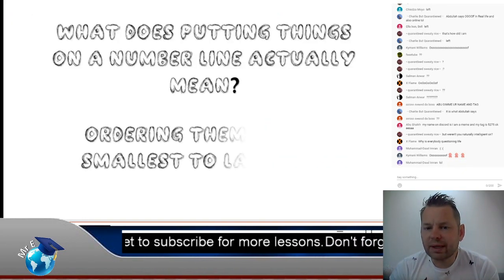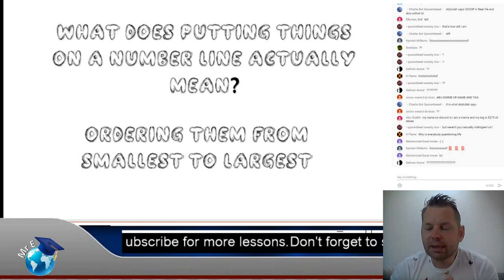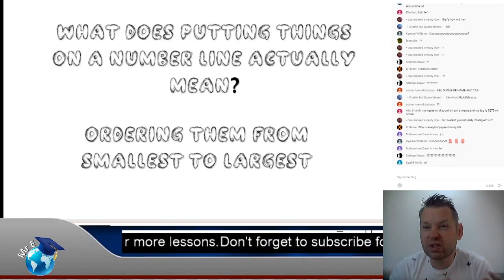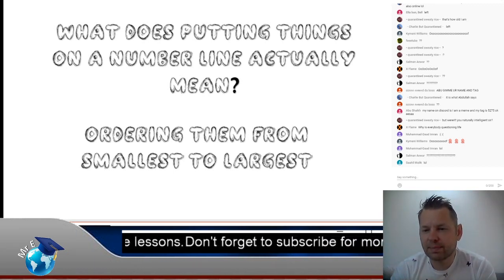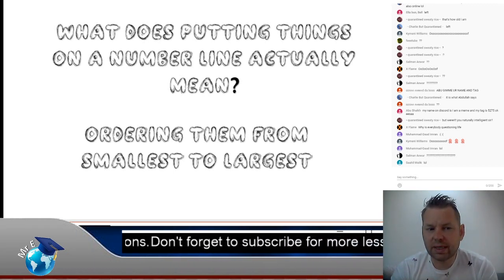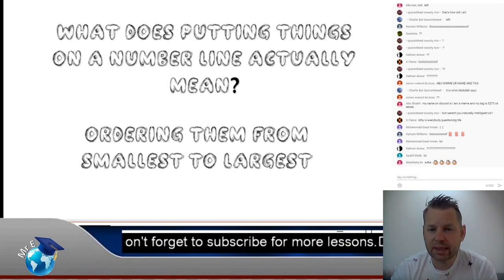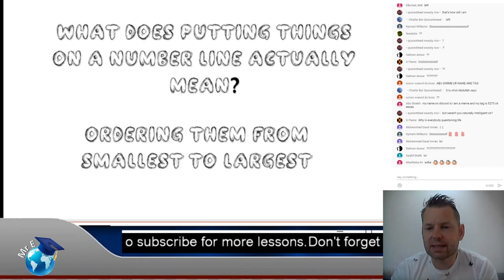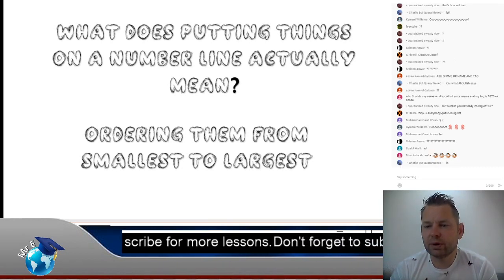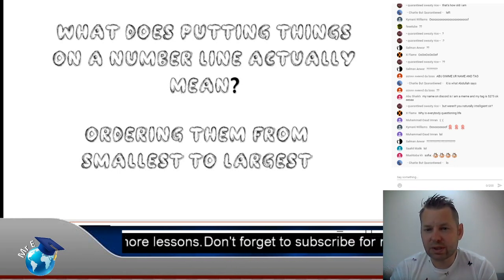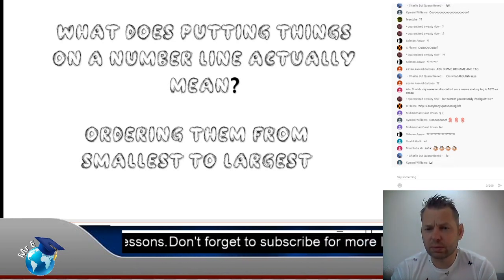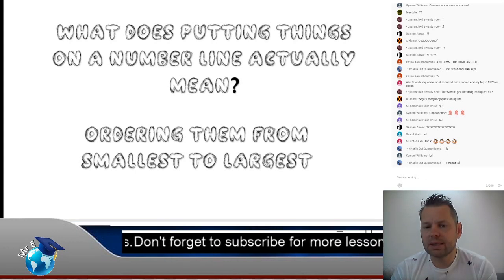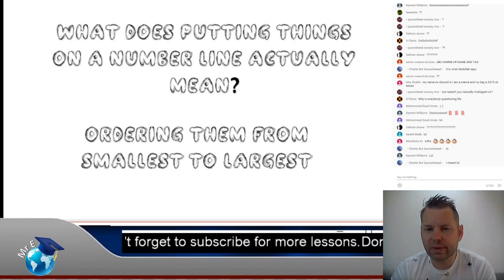What does putting things on a number line actually mean? Well, I said this earlier, but putting things on a number line is just the same as order these numbers from smallest to largest, or order these numbers from largest to smallest. And you often get these questions in a reasoning test, so it'll have a number line there for you, or you get a simple question in an arithmetic test which says order these numbers smallest to largest. So this is going to help you in both of those two situations.